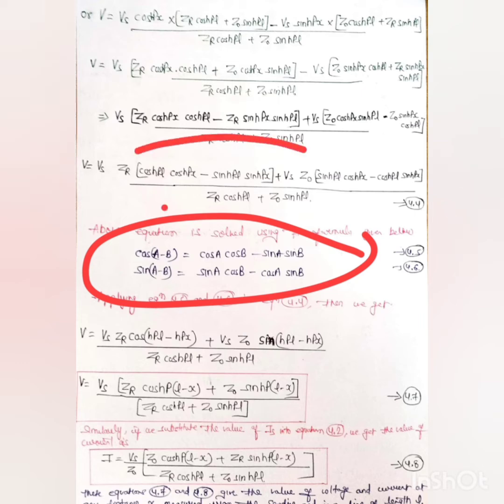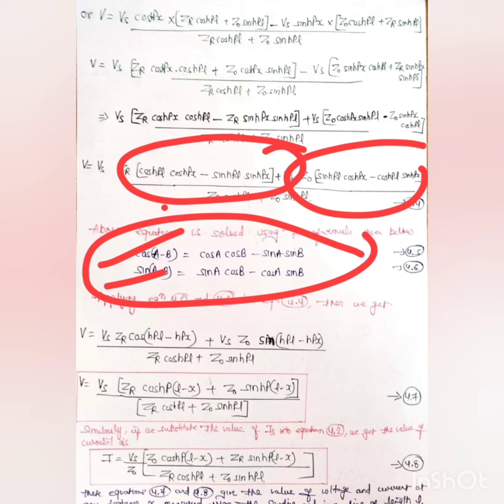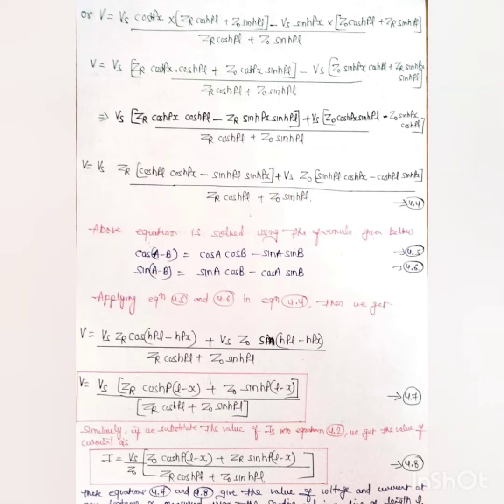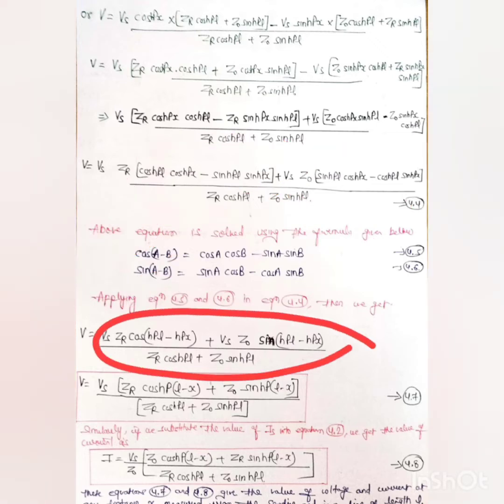Here there is a relation related to the first, and a relation related to the second, and we replace this equation with this reduced formula. After solving this equation we get this expression. After converting this expression in terms of cos and sine only, we get V equals Vs Zr cos hyperbolic p(l minus x) plus Vs Z naught sine hyperbolic p(l minus x).